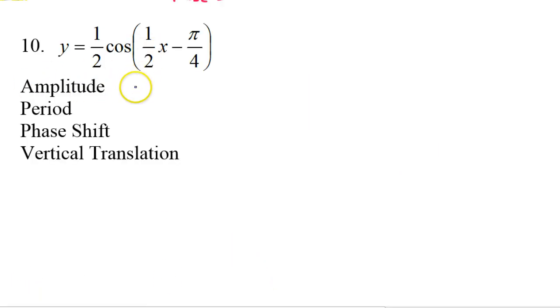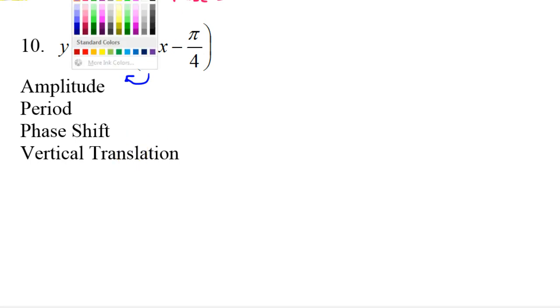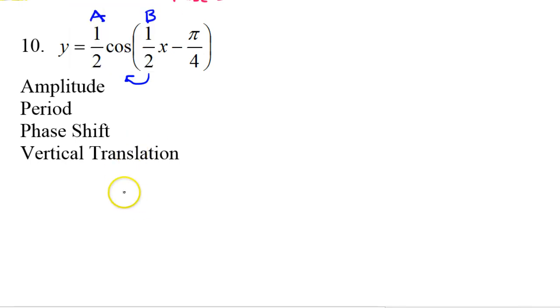Okay, let's do problem number 10. So, I'm noticing that I've got my A value right here and I've got my B value, but I also have a phase shift trying to happen. So I know that I'm going to need to factor the B value out. I need to bring this outside of the parentheses before I can see the phase shift. So I think I'm just going to do that now before I even really get started.